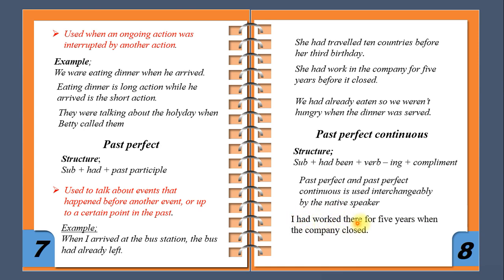I had worked there for 5 years when the company closed. ይሄ ምንድን ነው? I had worked there for 5 years ማለት past perfect ነው። Past perfect እንግዲህ ለአምስት ዓመታት ያክል ሰርቼ ነበር። መቼ? ካምፓኒው ከመዘጋቱ በፊት ማለት ነው። የካምፓኒው መዘጋት እንግዲህ በኋላ የመጣ አክሽን ነው። ለአምስት ዓመታት ያክል መስራት ደግሞ ከካምፓኒው መዘጋት በፊት የነበረ አክሽን ነው። ስለዚህ there are two actions in the past.